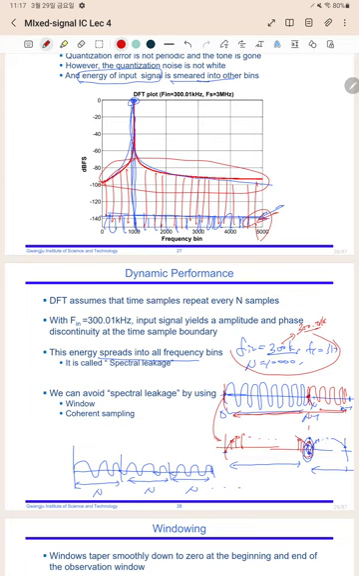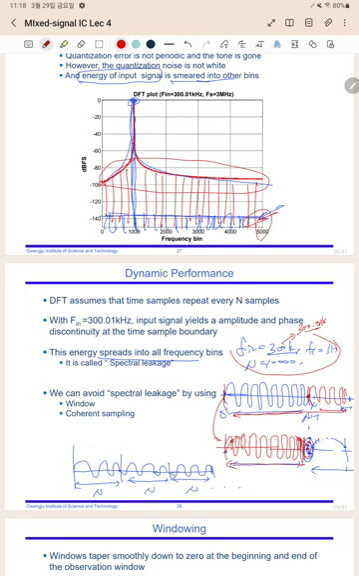We need to put an integer multiple of the input cycle, the input period, within this DFT window, right? How do we do that?